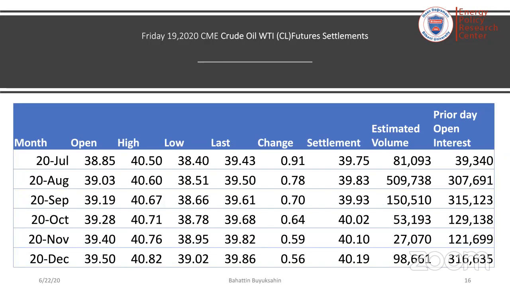You can see the open price for Friday, the highest price and the lowest price. Last price is the last trade, which was made at about 2:30 p.m. on Friday. Change is compared to the previous day. The settlement price is 39.75. This is very close to the last price, 39.43, but it is different because it is the volume-weighted average of the last 3 minutes' price. Okay, this is very important. Of course, the estimated volume on Friday is 81,000 or something.